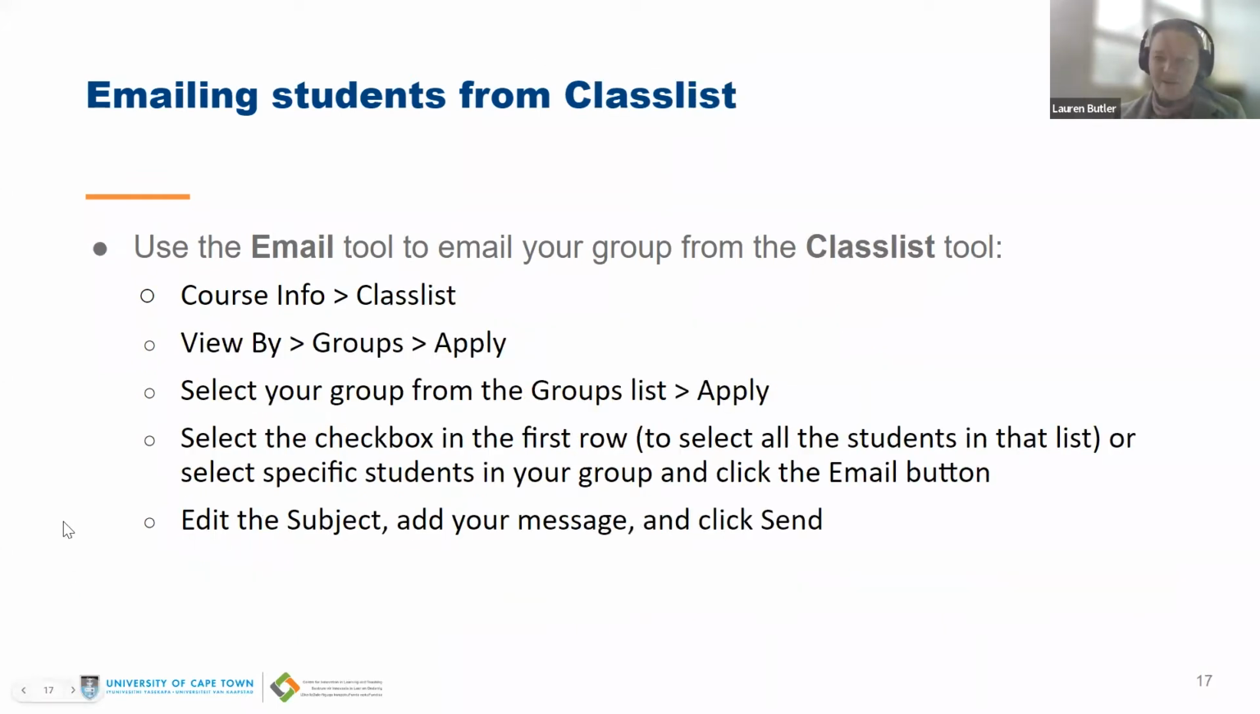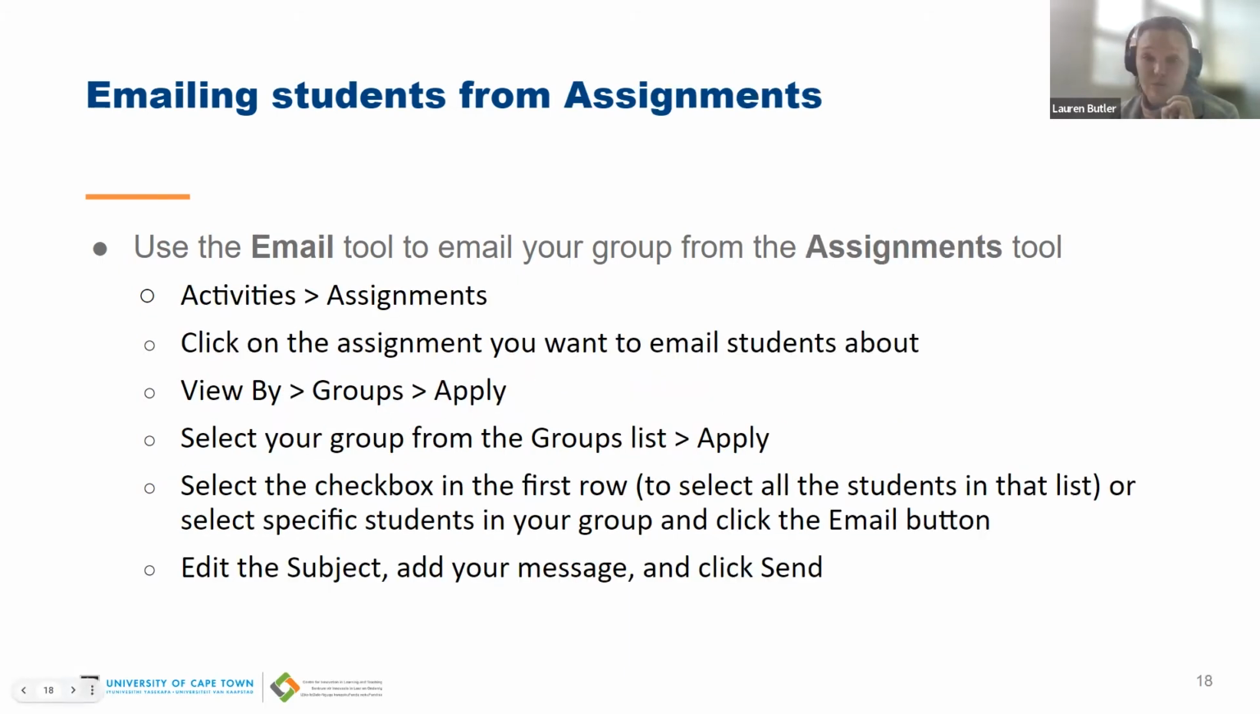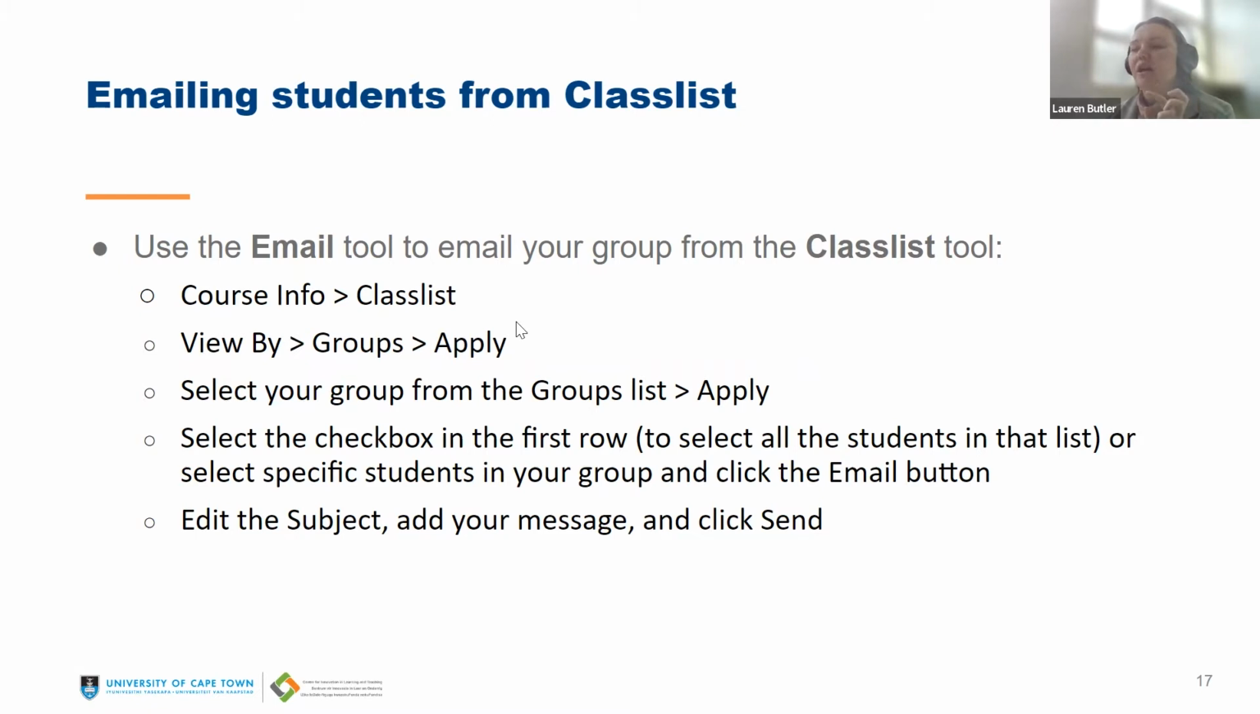Okay, then I will move on to the other 2 tools you can use to email students, the class list tool and the assignments tool. Okay, so class list tool, you access class list via the nav bar as well. You can go to course info and then select class list. And then from there, you can view the class list according to your group. So you can toggle the view, you can click on view by and then select groups and then click on apply to make that appear.